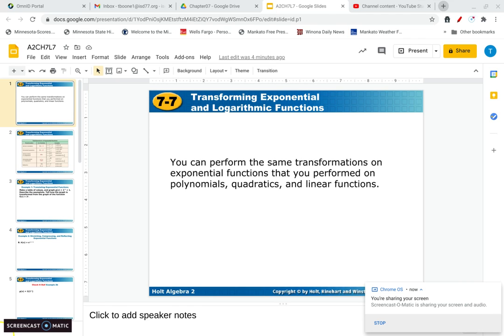All right, guys, we're back here for 7-7, and as we do in a lot of the chapters, we talk about these transformation rules. How do we take the parent functions of exponential functions and logarithmic functions, and how do we get them to move up, down, left, right, stretch, compress, do all those types of things?